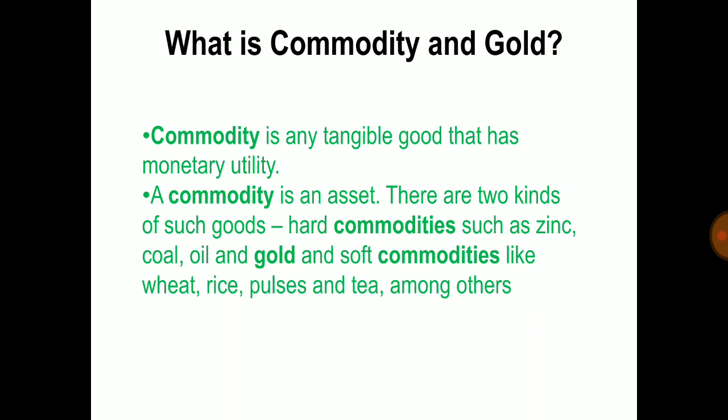There are two different kinds of commodity, hard commodity and soft commodity. Hard commodity is typically natural resources which are extracted from the ground. For example, gold, silver, zinc, oil, rubber, etc. Soft commodity. Soft commodities are mainly agricultural products or livestock. For example, wheat, coffee, sugar, soybean, etc.